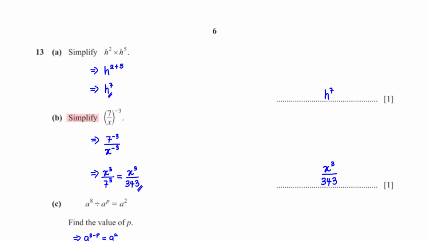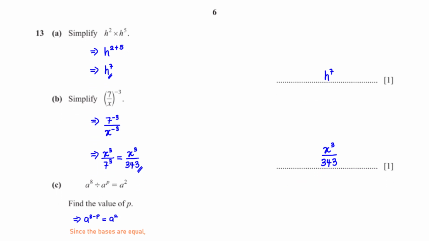Simplify (7 over x) all raised to the power negative 3. This can be rewritten as 7 raised to the power negative 3 over x raised to the power negative 3. 7 raised to the power negative 3 is the same as 1 over 7 cubed, and 1 over x raised to the power negative 3 is the same as x cubed. 7 cubed is 343, so we have x cubed over 343.